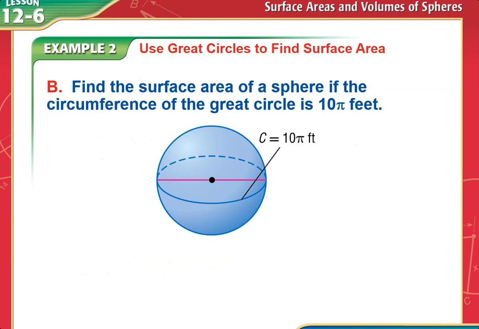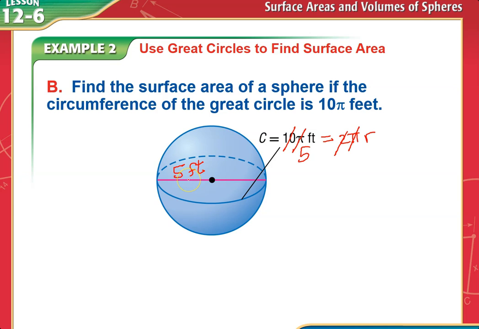Okay. Now, on this problem, we're going to find the surface area if we know that the circumference of the great circle is 10 pi feet. So we already know that circumference also can be written as 2 pi r. So we can solve for the radius by dividing both sides by 2 pi, which leaves me at 5. So the radius is 5 feet. So let's come over here and label this 5 feet.